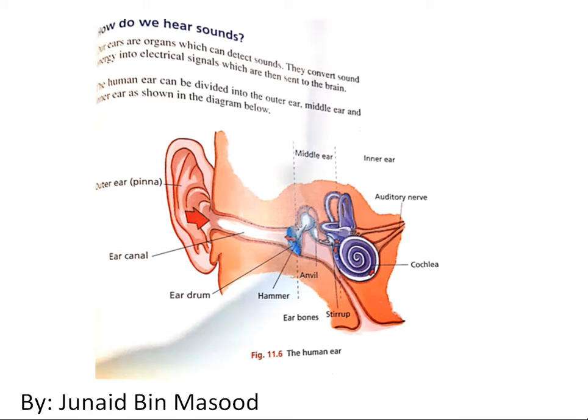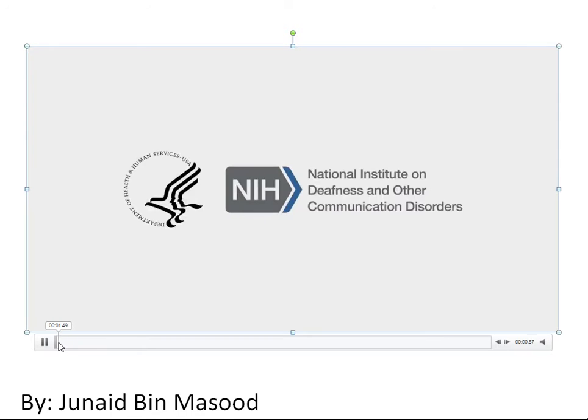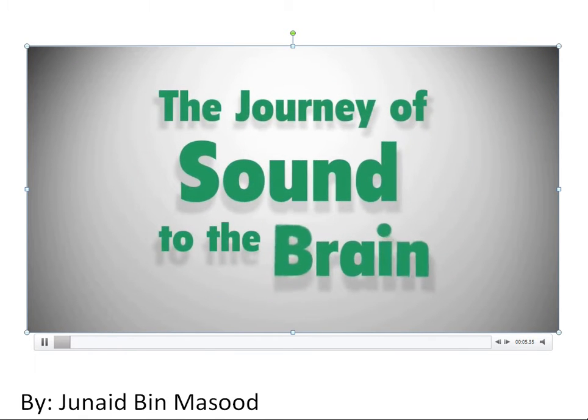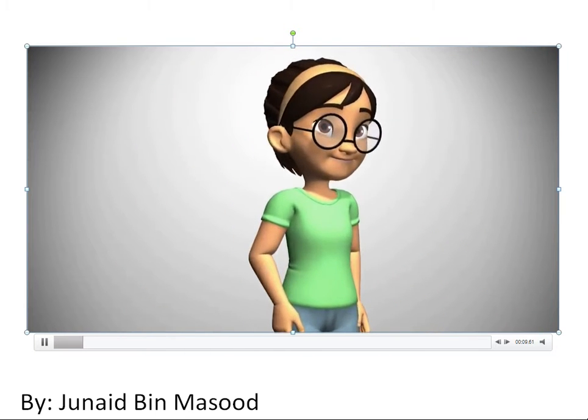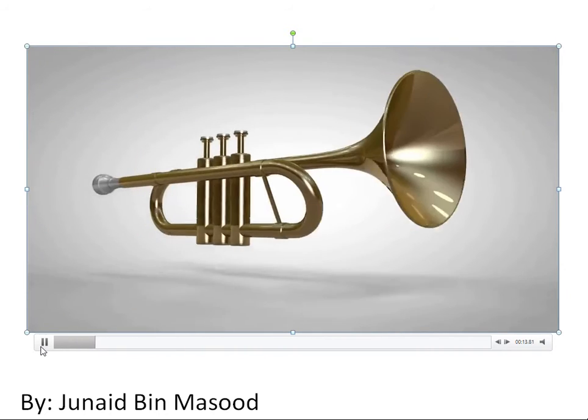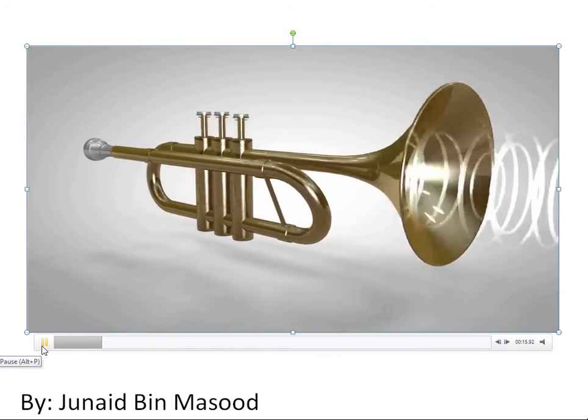Now I'm going to explain this to you through a video, and you must clearly understand it. If you understand the video, it will be a piece of cake for you. So let's watch this video and hear what it has to say. Now, the journey of sound to the brain. How does the sound finally come from the source to your brain? This is a human, and she's hearing the sounds of an instrument.